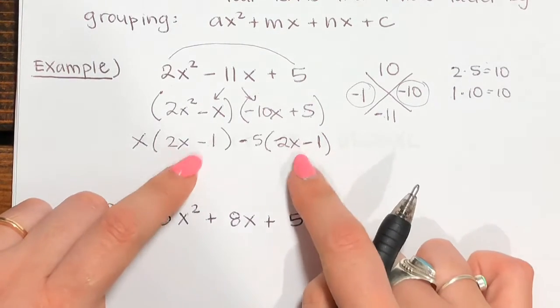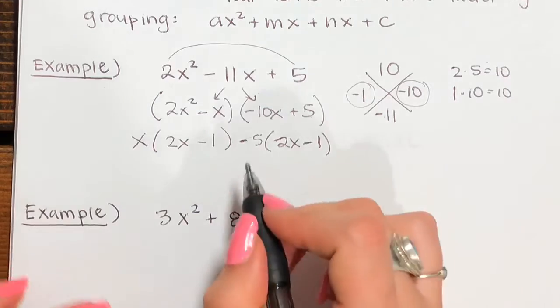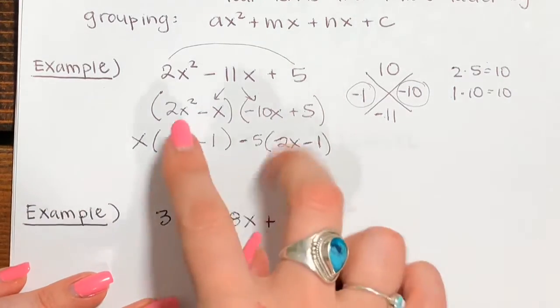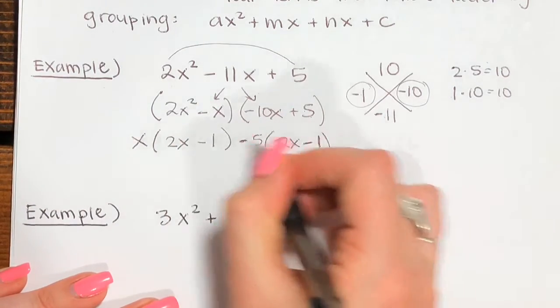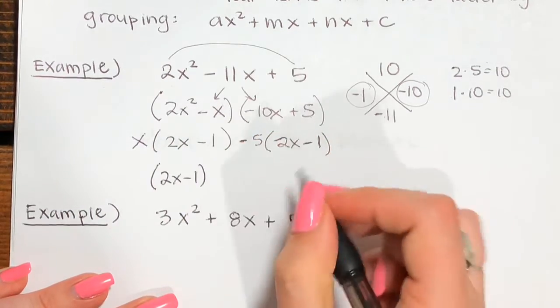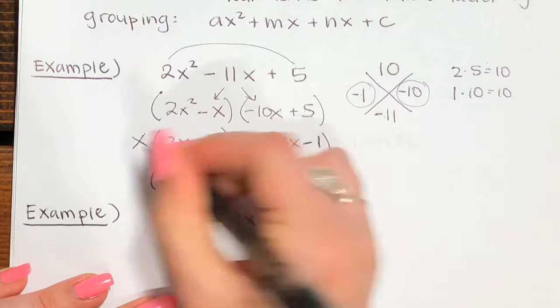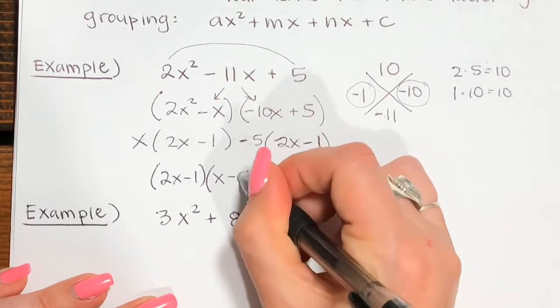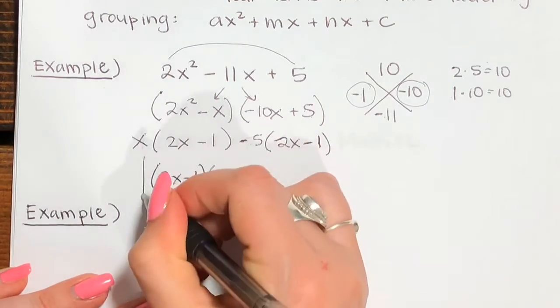So since the 2x minus 1's match on the insides, we are ready to just write our final answer. So you're going to take one of these. Think of now factoring out this group. That's your common factor, the 2x minus 1. And then the leftover x and the leftover minus 5 go in their own group. And that is your answer.